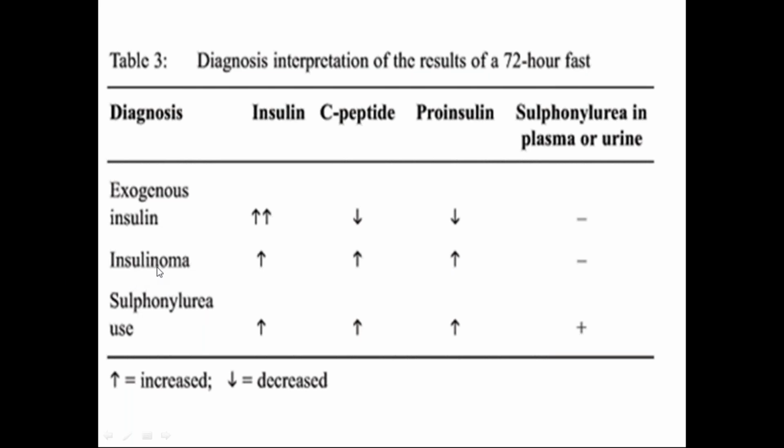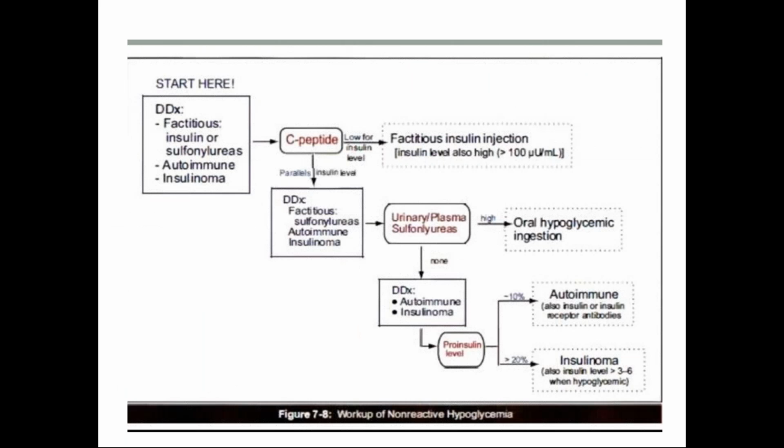But how do we differentiate between insulinoma and sulfonylurea? We have to measure the levels of sulfonylurea in plasma or urine. I mean, we have to keep it in mind, and we have to once take a sample if the patient is having recurrent hypoglycemia. So this is the workup.